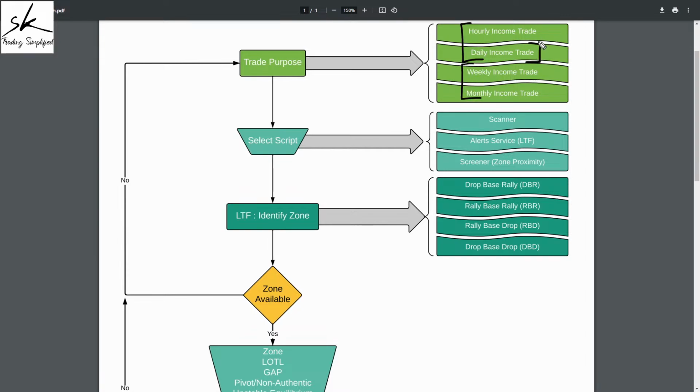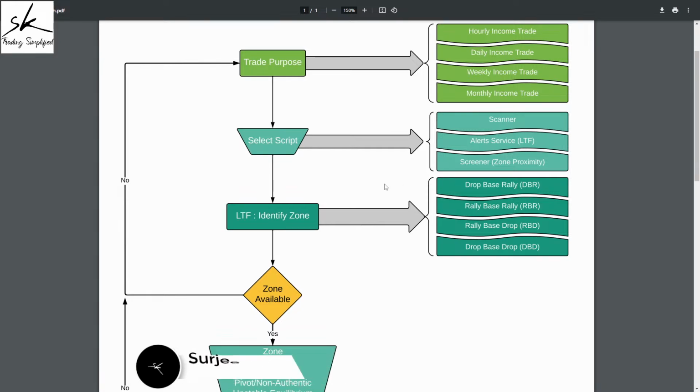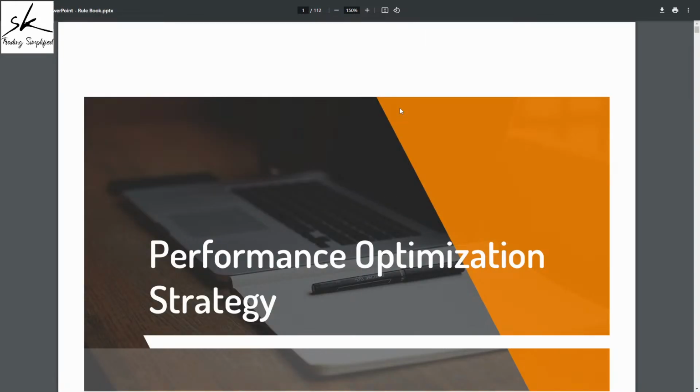But as you start having more and more experience, you start building your confidence. If you want to include daily incomes into overnight trades, it can be done, because by definition, daily income implies a trade which can last for a day or few days. So step one is I need to define my trade purpose, and let's assume I opted I want to plan monthly income trades. Now, once I've selected my purpose of trade, what is going to happen? From the rule book, I'll get to know what time frames I should be using.